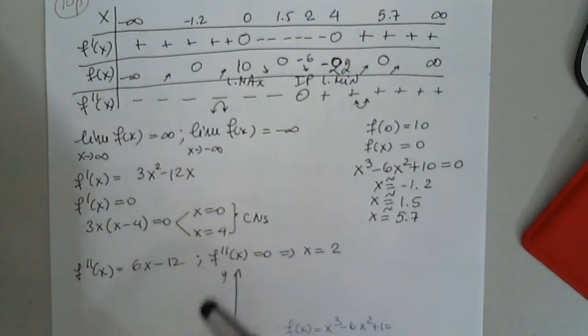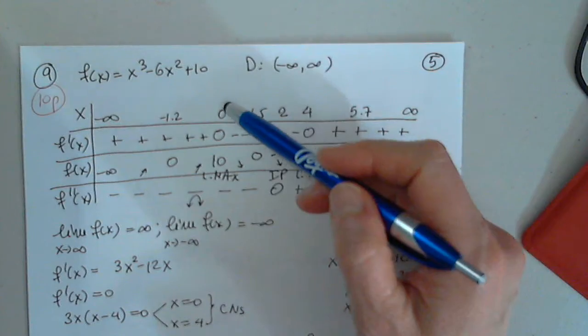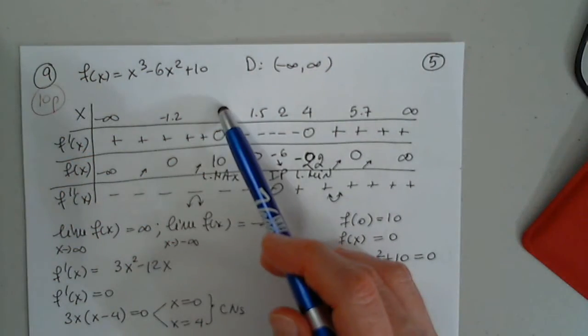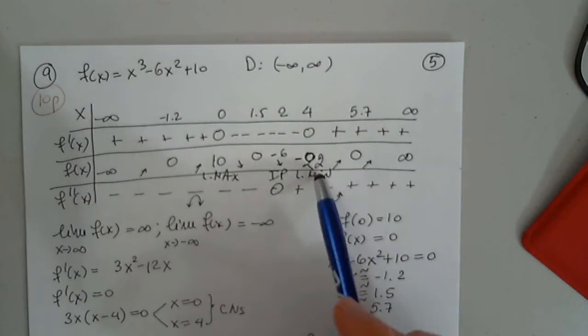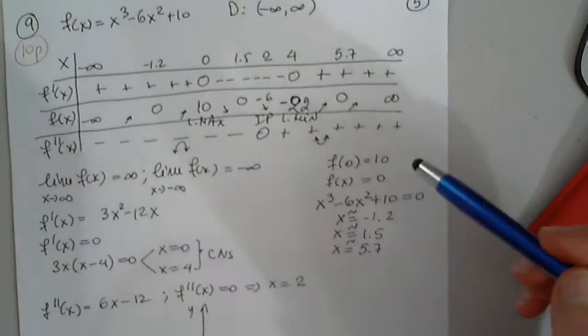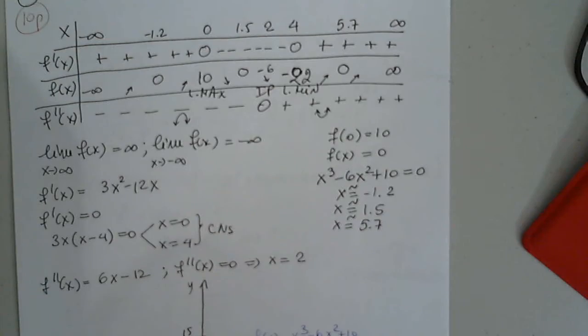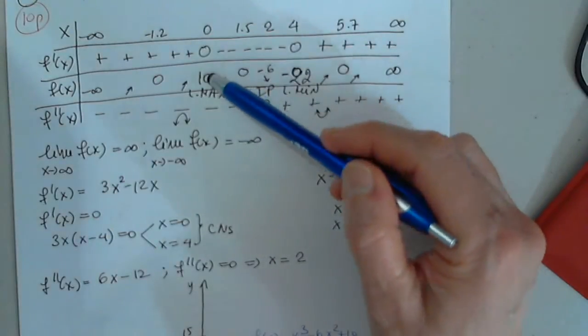0 and 4 are critical numbers, so I put them in the table, 0 and 4. I determine immediately the function value at that point. I plugged it in, and I got negative 22, and I got here 10. So f of 0 is 10.